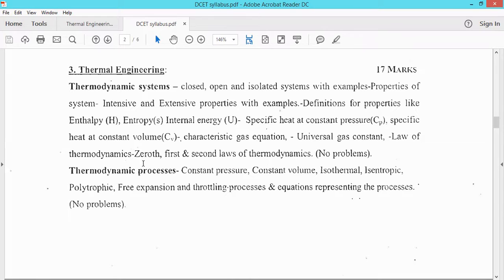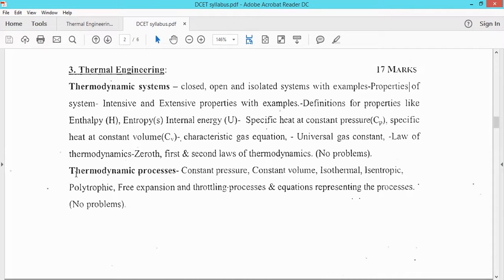Today we are going to discuss chapter 3, that is thermal engineering, of the DCET syllabus. This topic is going to fetch you 17 marks in the DCET examination. Some of the topics in this chapter are the thermodynamic system and different definitions and concepts related to thermodynamic systems like open system, closed system, and different thermodynamic properties, the zeroth law of thermodynamics, first law of thermodynamics, and second law of thermodynamics.